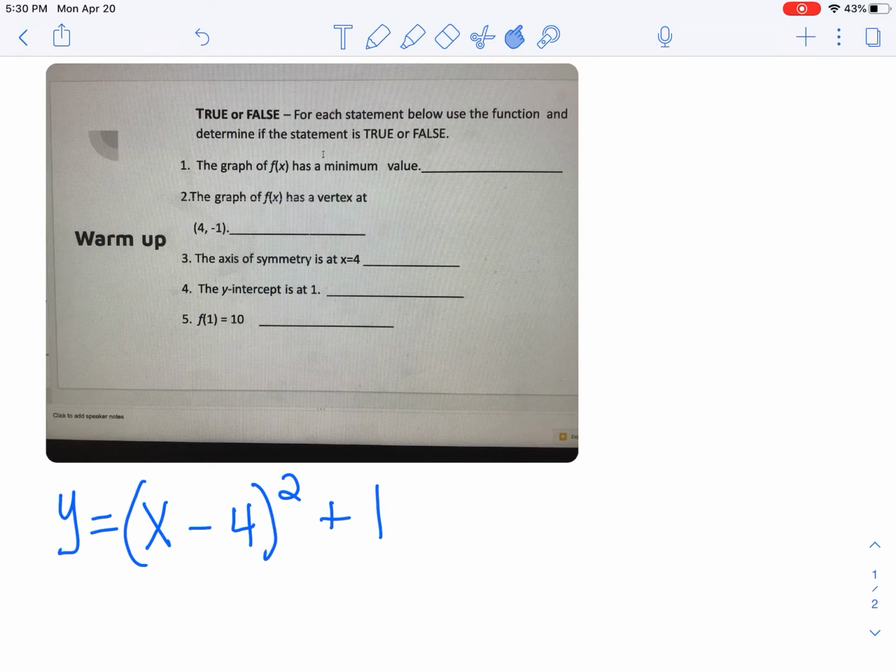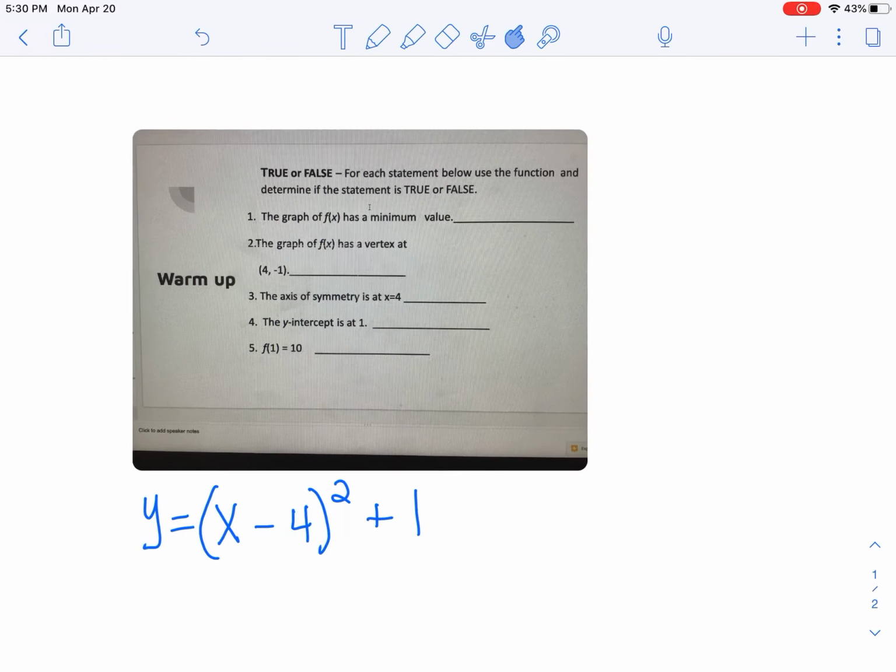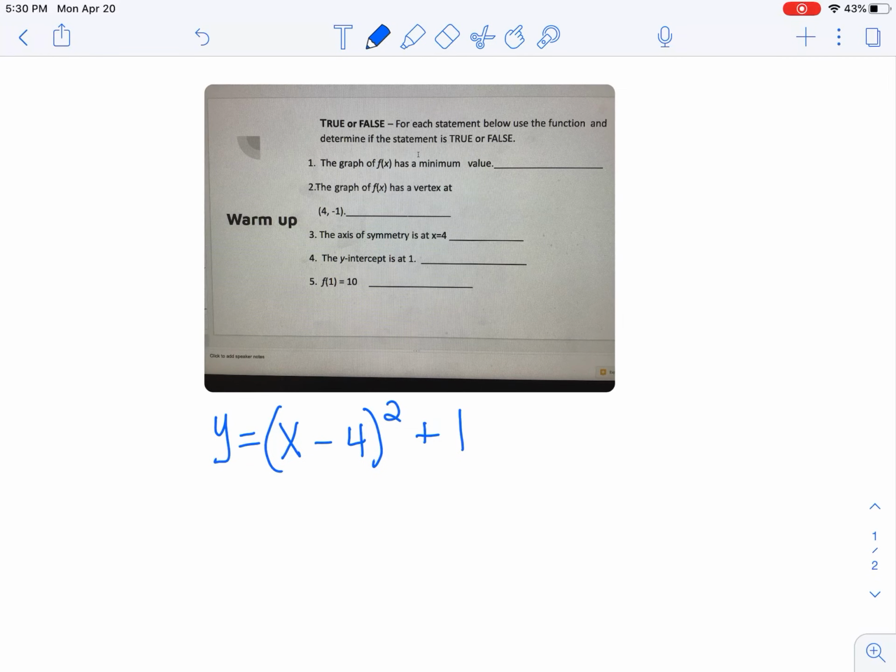All right, so let's go ahead and see how you did. The equation is y equals (x minus 4) squared plus 1. So the first question says the graph of f of x has a minimum value. Well, let's go back and review.